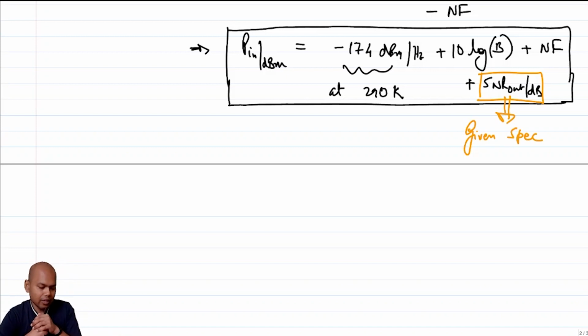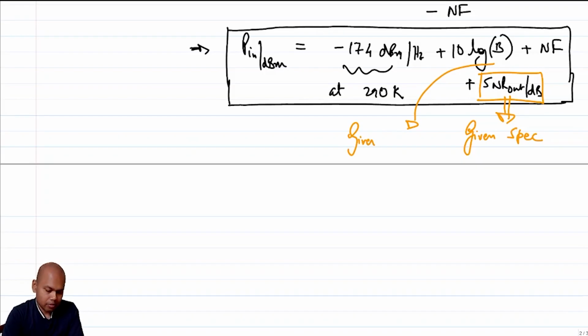and you know that minus 174 dBm per hertz, you cannot do anything. The bandwidth is also typically a given spec. It is driven by the protocol, right? So in this expression, what is not a given spec? When I say not a given spec, what I mean is it's not fixed by the protocol, right? Is noise figure. So what is this telling us?